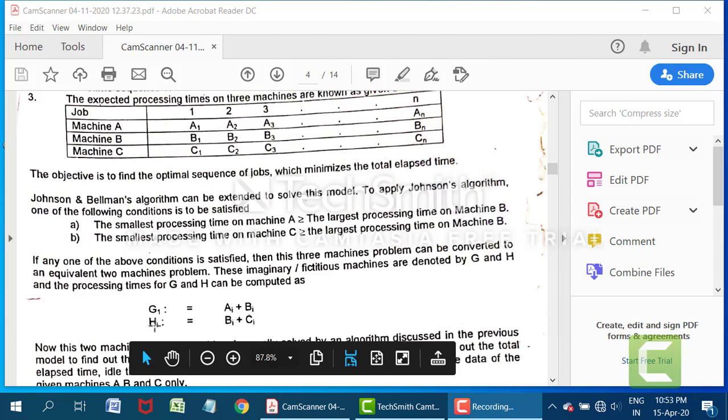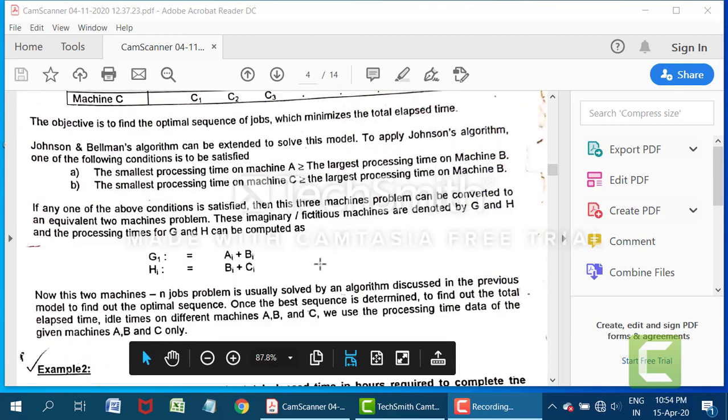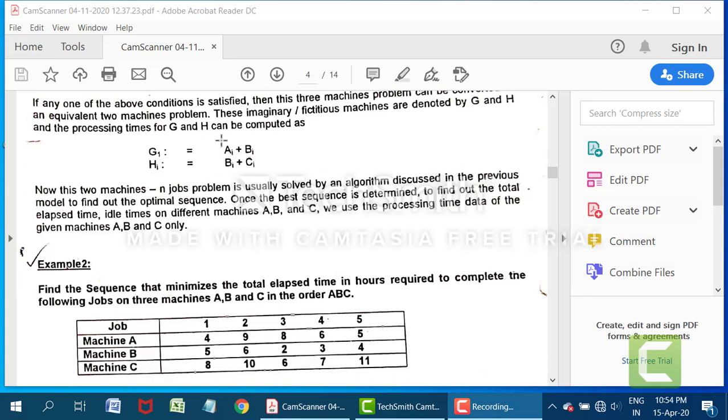So you must convert the given three machines problem into a two machines problem by assuming two fictitious machines like this, converting the given problem into the n jobs two machines model first of all. Then you can apply the algorithm. When two machines data is available, you can easily apply Johnson's algorithm as discussed in the earlier model. You can find out the best sequence.